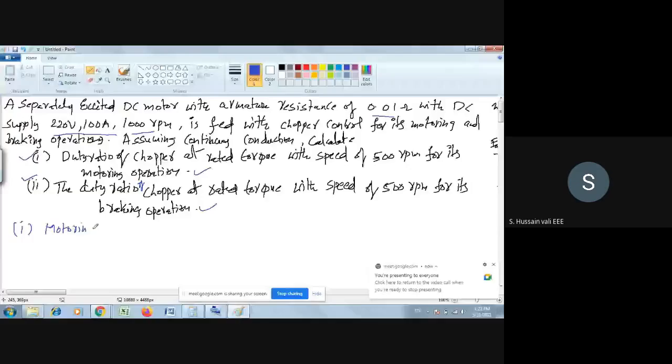The first problem is the motoring condition. So in the motoring condition, what is the duty ratio? What is the duty ratio formula? First of all, where can we find the duty ratio? That is the first question. Where can we find out the duty ratio? Which formula do we have for the duty ratio?